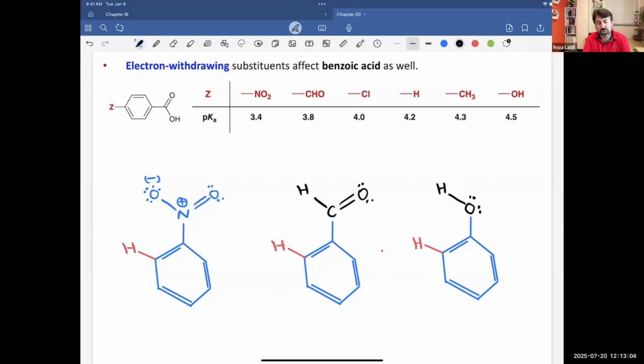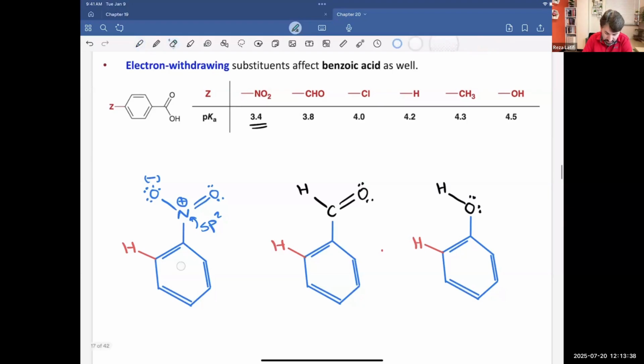Now, you can say the same thing about benzoic acid. If you add an electron withdrawing group attached to the ring, then the pKa is going to go down, and you can see that the pKa for nitro is 3.4, while if you put the OH it is 4.5. That means it's a weaker acid. Now, why is nitro stronger, with the smallest pKa? Because in nitro, you have nitrogen with sp2 hybridization, and there is a positive charge there. And now, what will happen if I steal an electron from the ring?